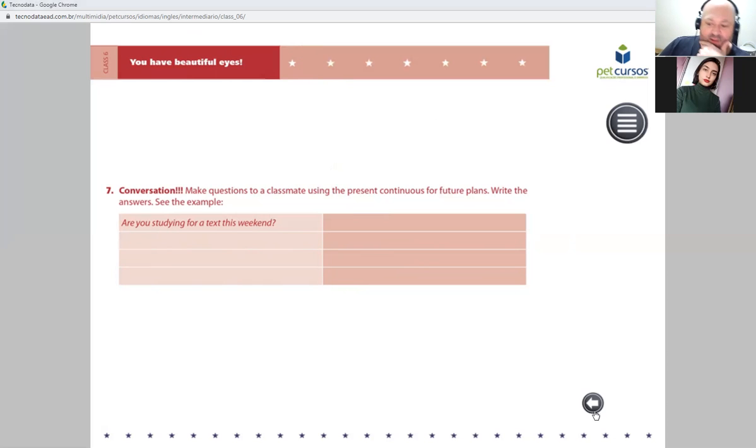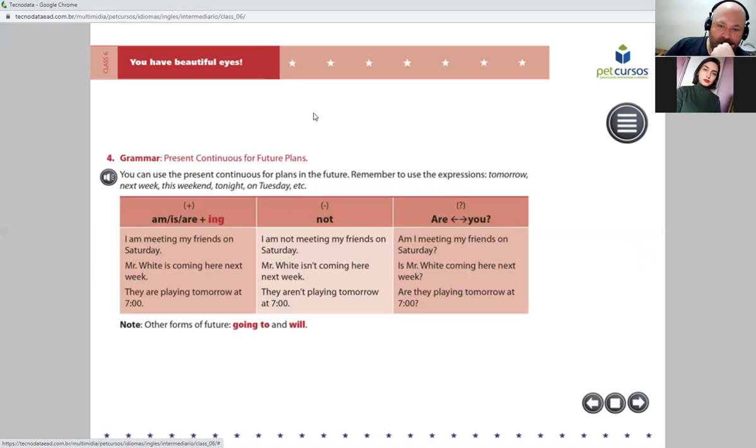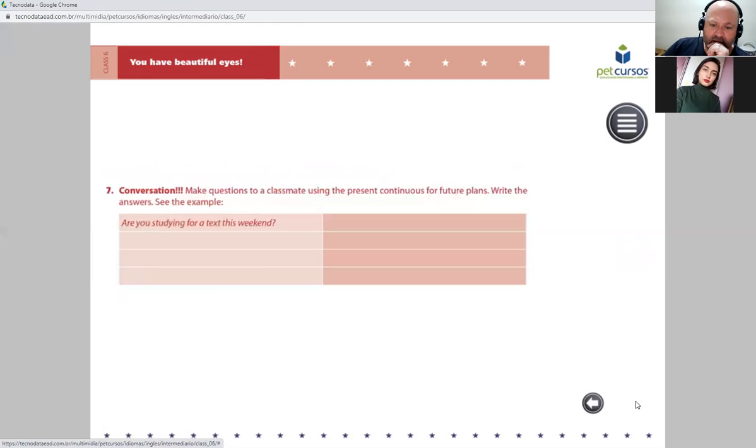Okay, very good. So, Natalie, this is the present continuous for future plans. That you have to study, that you use for future, along with going to and will, which is a good thing for you to see the difference between them, okay? So this is class 6. I will give you class 6 in the workbook to do as homework. Since today was class 6 of the student's book, class 6 of the workbook is homework, okay? For you to do.